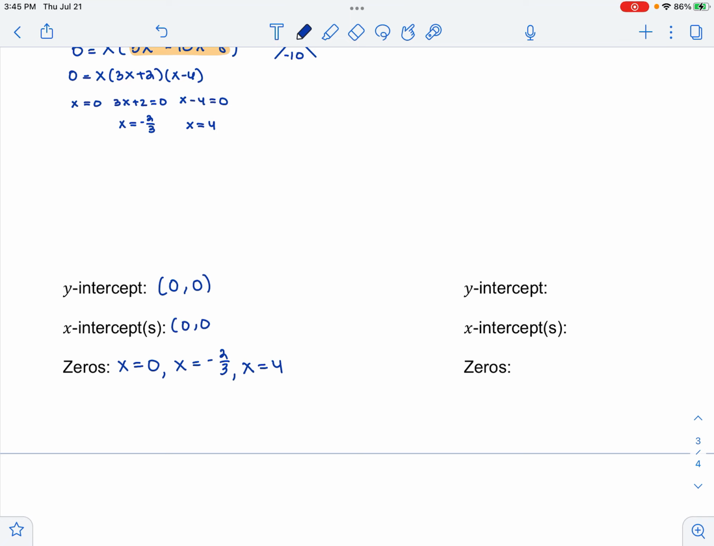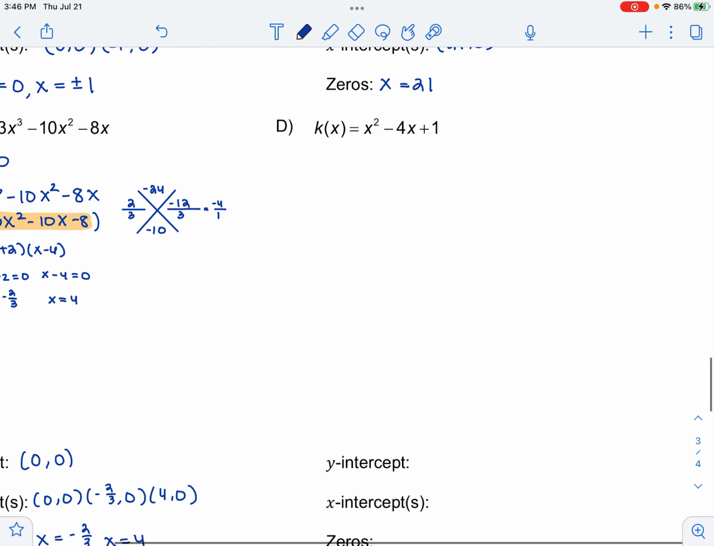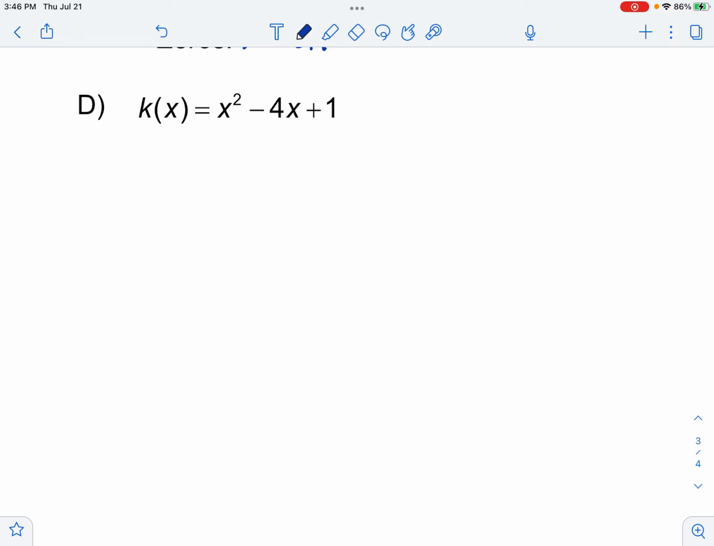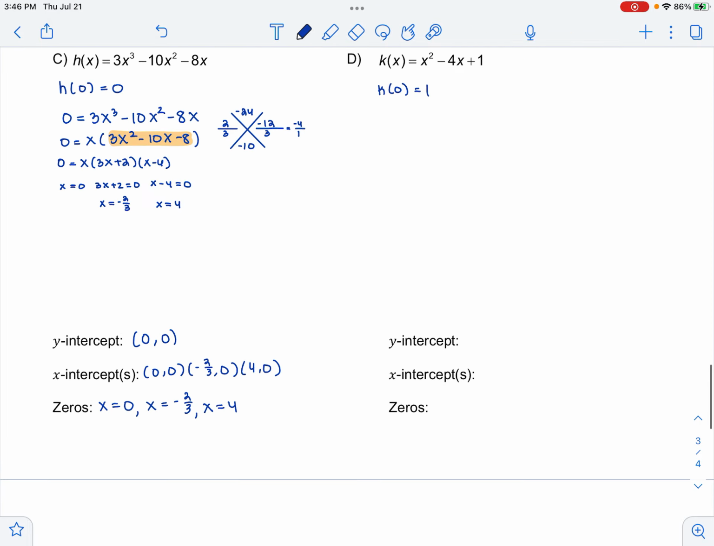The x-intercepts are 0, 0, negative 2/3, 0, and 4, 0. All right, last one. I'm going to find my y-intercept first by plugging in 0 for x. 0 squared minus 4 times 0 plus 1 is 1. So my y-intercept is 0, 1.